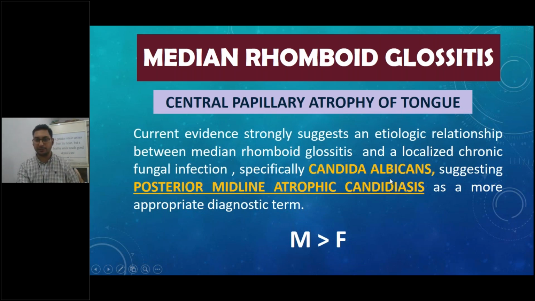Because it is confirmed that it is a Candida albicans infection, it is also known as posterior midline atrophic candidiasis. It is considered a type of candidiasis on the tongue. If this term is given to you in a question, I'm sure you will be able to answer. They are talking about what? The term posterior midline atrophic candidiasis is used for median rhomboid glossitis. I'm sure you will be able to remember. There should not be any confusion, right?